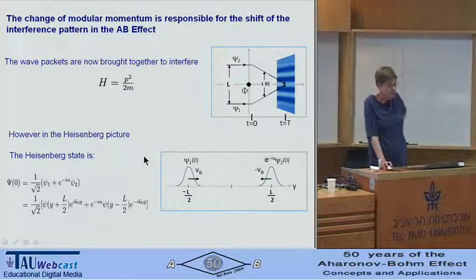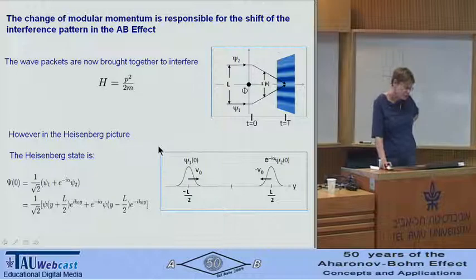I will now consider that part of the evolution when the two particles are brought together to interfere. In the gauge that we are considering, we have now a free Hamiltonian. And the time t equals 0 is defined as a time when the two wave packets start to move towards each other. And as you see, this occurs after the particle has already passed by the solenoid. And this means that the modular momentum has already changed by this at t equals 0.